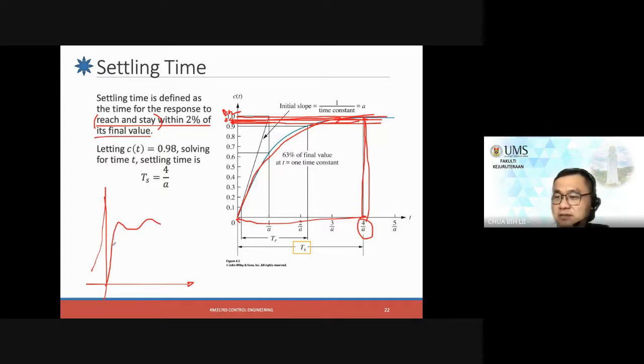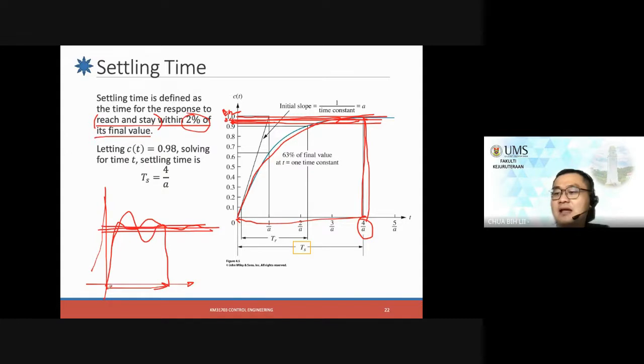Right, sorry, it will start to oscillate. Therefore this 2% would be defined as such: the final steady state value, plus minus 2%. You will see that at a certain point this graph will start to fall within that. So probably at this point, this would be the settling time.